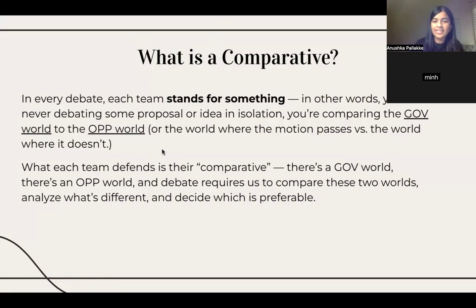So, what is a comparative? In every debate, each team stands for something. So this means that you're not ever just debating a proposal or idea in isolation. You're always comparing the gov world to the opposition world, or the world where the motion passes versus the world where it doesn't. So what each team defends is their comparative, aka the gov world or the op world, and each debate requires us to compare these two worlds, analyze what's different, the different types of impacts, and then use that to decide which world is more preferable.